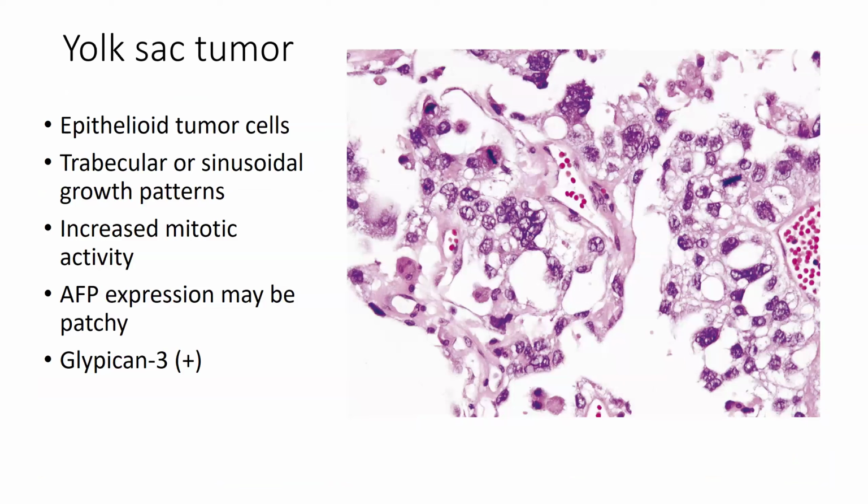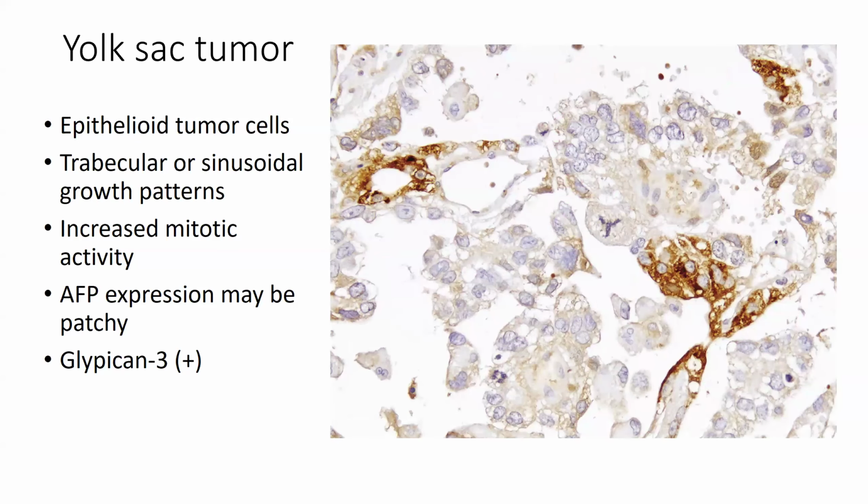And here again is just a different view of the spectrum of morphologies you can see with yolk sac tumors. You can see them grow in trabeculae or sinusoidal growth patterns. AFP expression can be patchy, and glypican-3 in my hands has sort of a variable utility, but of course, correlation with serum or CSF alpha-fetoprotein levels is very important here for both diagnosis and monitoring disease response to treatment. Here's an example of that AFP staining that looks quite patchy.